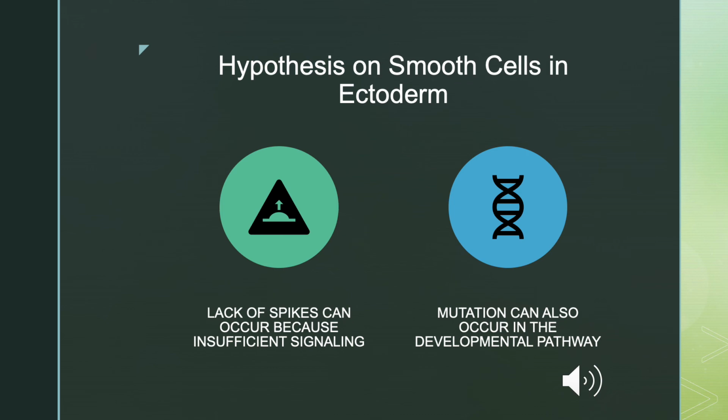The reason there could be smooth cells in the ectoderm could be caused by insufficient signaling, because the pathway needs ligand receptors. It can also be caused by mutations found in the pathway, such as a lack of S, a lack of P, or any other mutations.